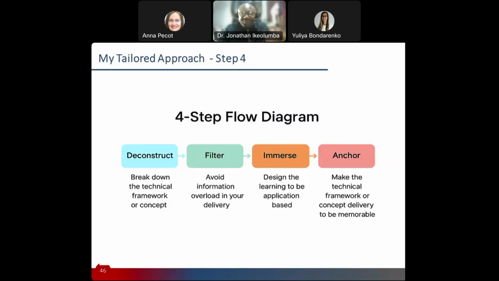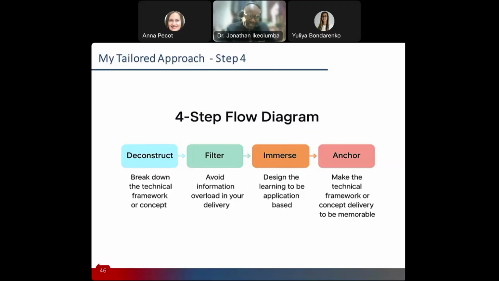The second step was to make sure that they avoid information overload in your delivery. The third step is to make sure that there is a practical application in terms of what they're going to be learning as part of the training. And then the final part is to think about the overall experience, anchoring your message, right? To make sure that you've created what I'll call a memorable experience ultimately at the end of the day, right?